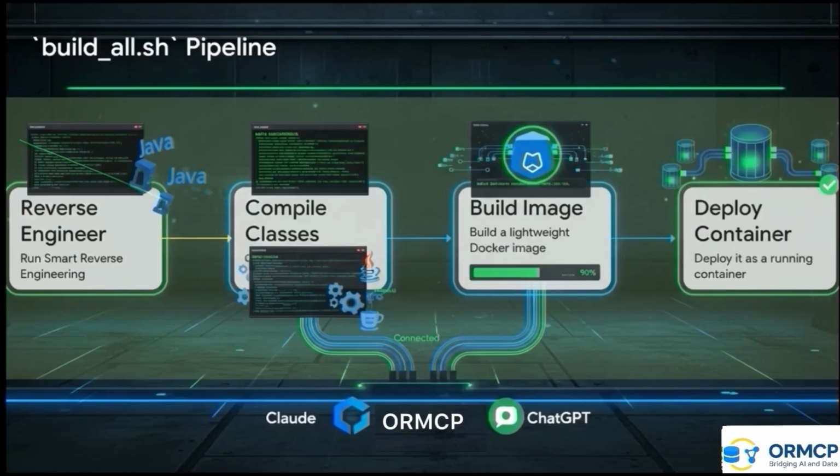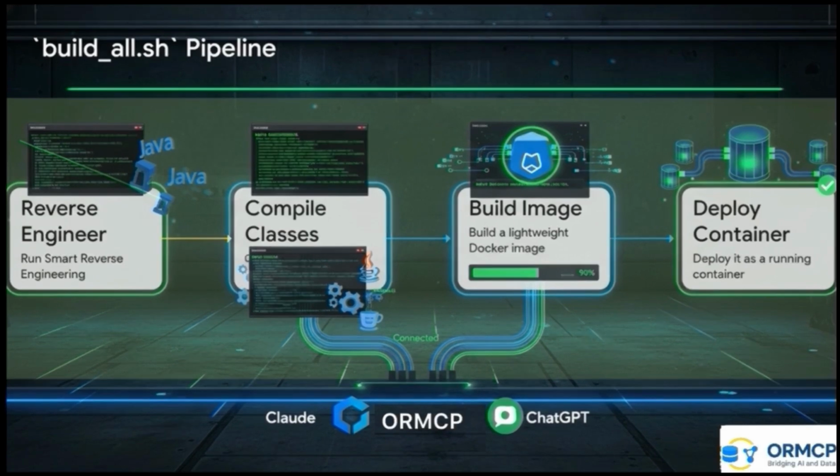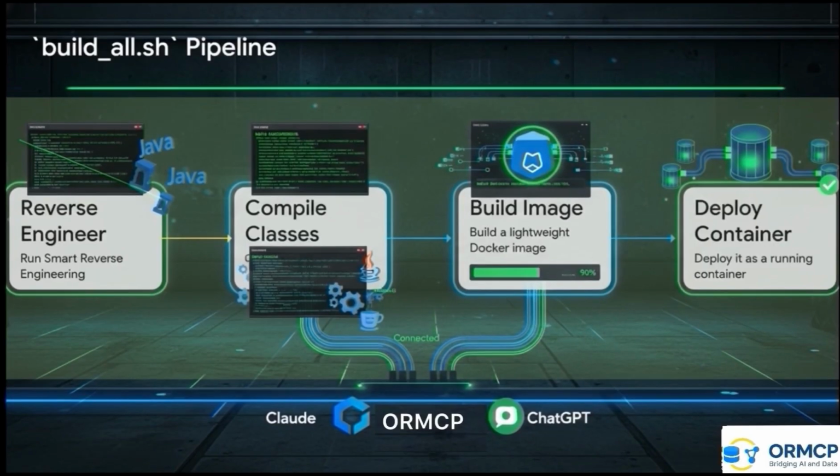So, just like the blueprint phase, the deployment is completely automated with another script, buildall.sh. This thing is basically our digital assembly line. It runs the reverse engineering we just talked about. It compiles all the object model classes it generated. It builds a lightweight Docker image, and then boom, it deploys it as a running container. It's a whole 4-step process, all executed with just one command.